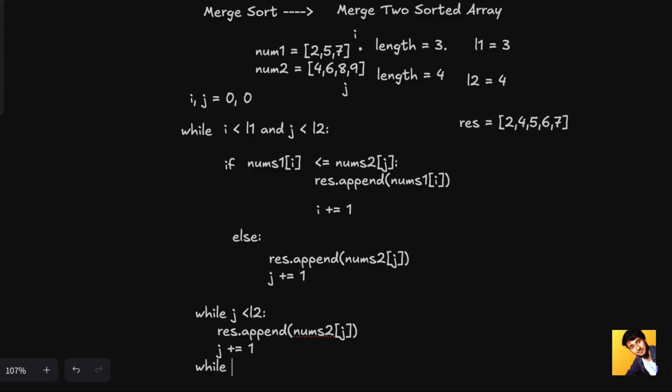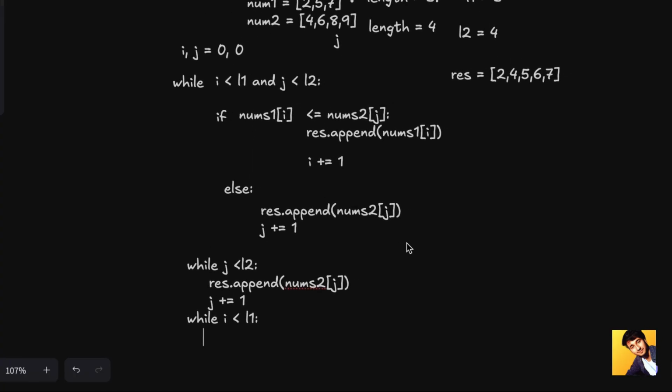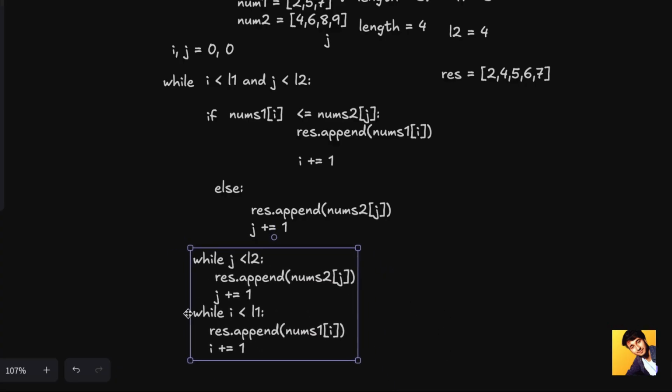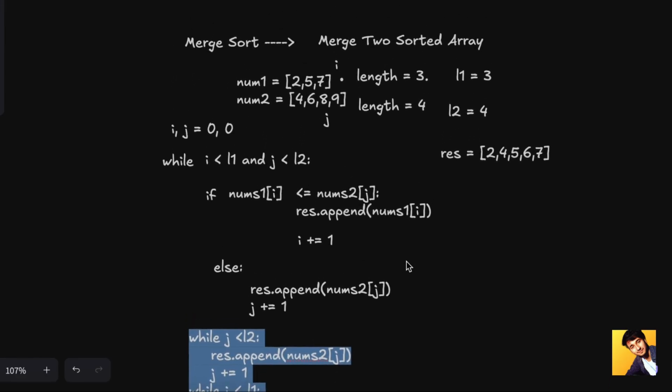So while I is less than L1, that means some elements are still there to be processed. So what we'll do, result dot append nums1 of I. Now I plus equals to 1. So this is the whole code for this one, right?